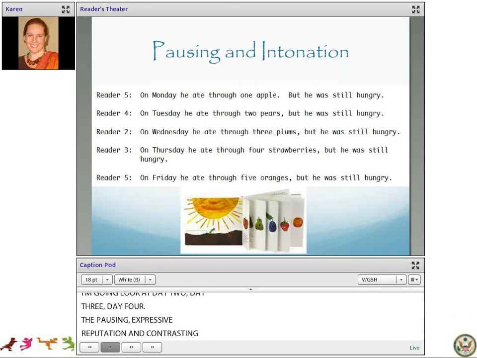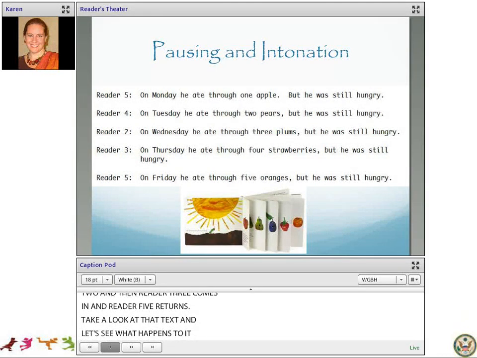So pausing and intonation. This is additional text from The Very Hungry Caterpillar, the same text I read earlier. At this point, you can see on the left, the readers are assigned. There are, I think, reader 5, reader 4, reader 2, and then reader 3 comes in and reader 5 returns. Take a look at that text and let's see what happens to it over time.